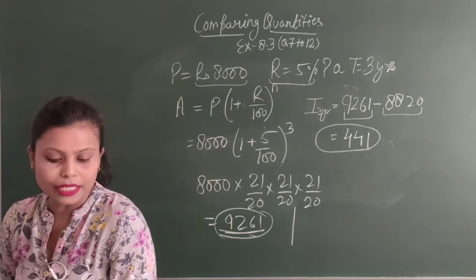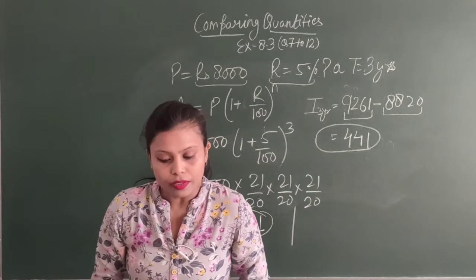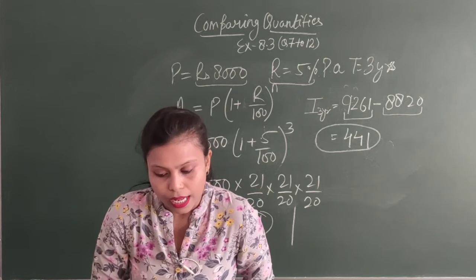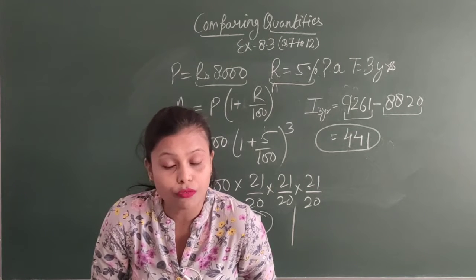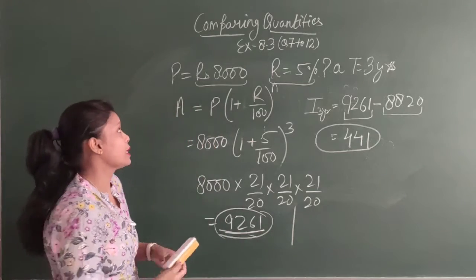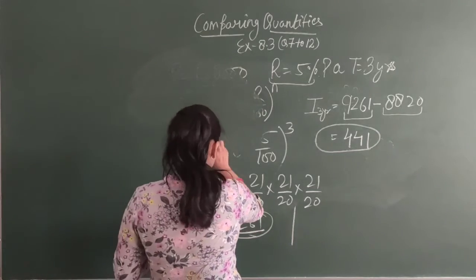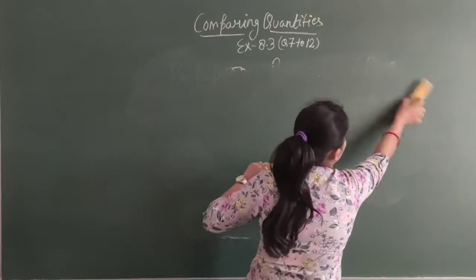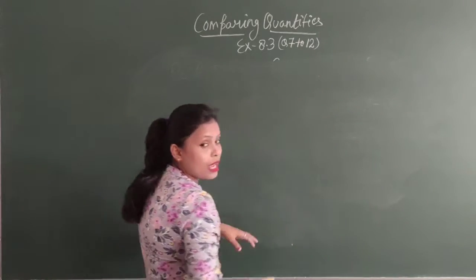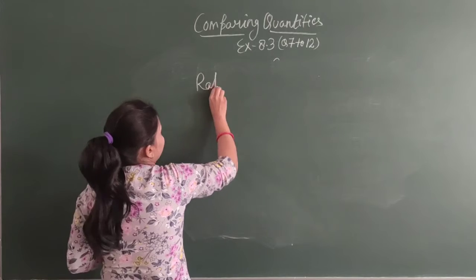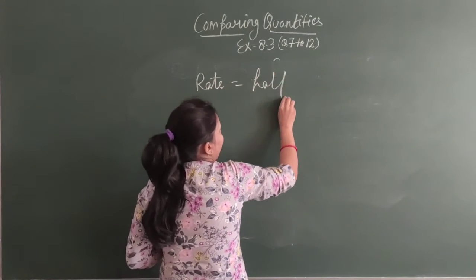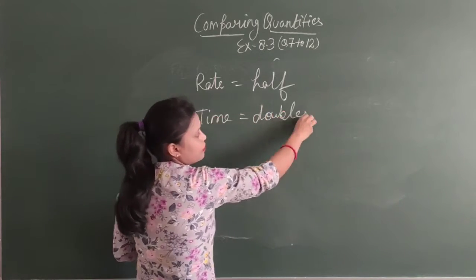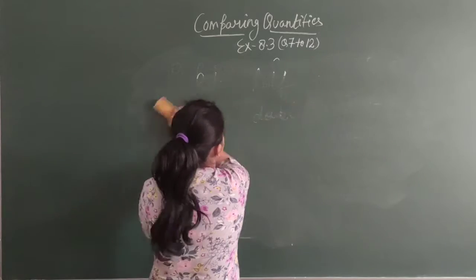So question number 8 is find the amount and the compound interest on 10,000 for 1.5 year at 10% per annum compounded half yearly. Now we have to calculate the interest and amount also half yearly. So as we know that if we are asked for half yearly, rate of interest will become half and time will become double, right? Okay, let's do the question.